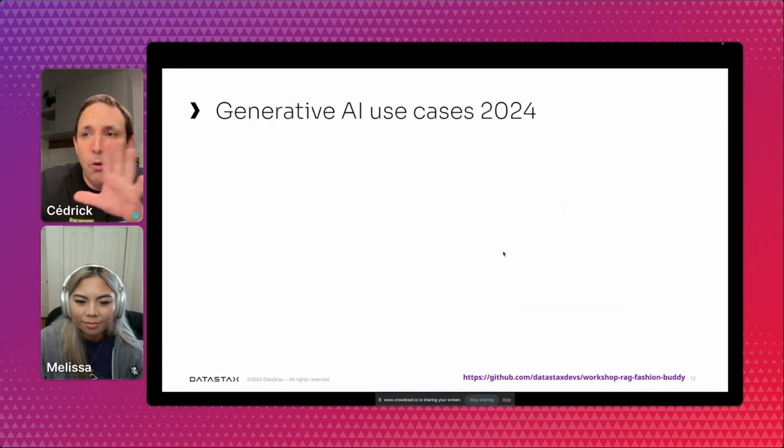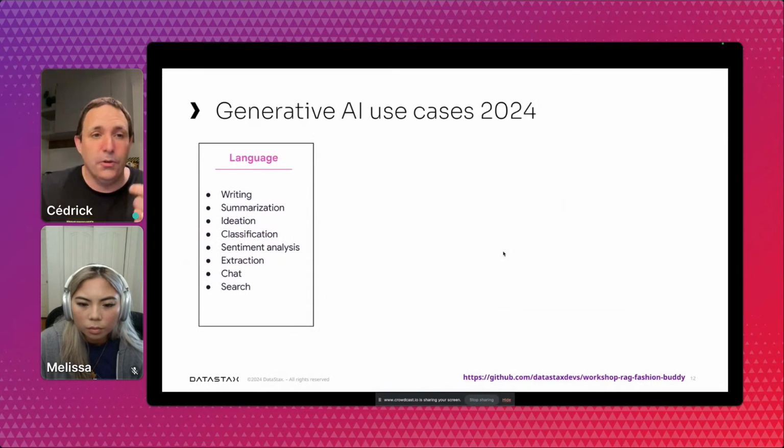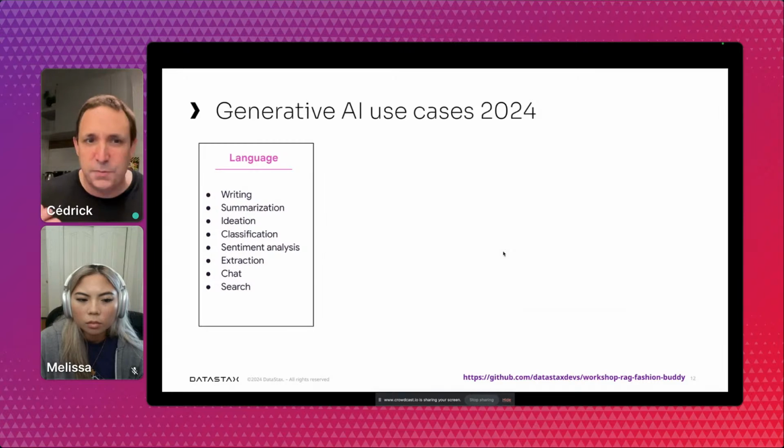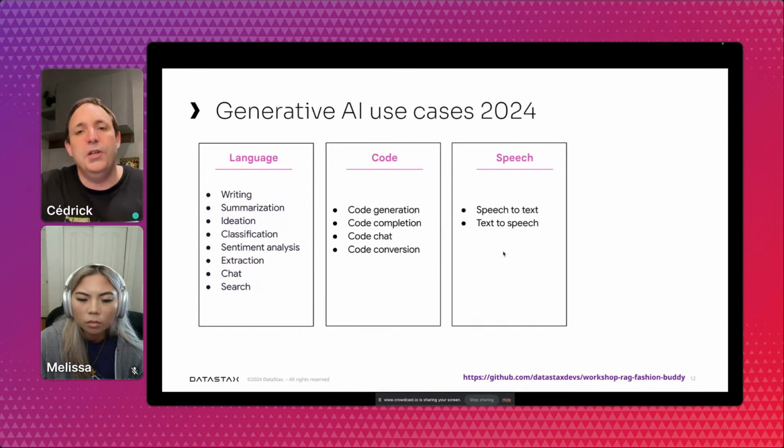Okay, so with all these parameters, what are the use cases? What can you do with that? So the language, okay, not surprising, even with a small number of parameters, you could already do summarization, classification, the old neural network thing. But now you add code generation, completion, speech to text, text to speech.